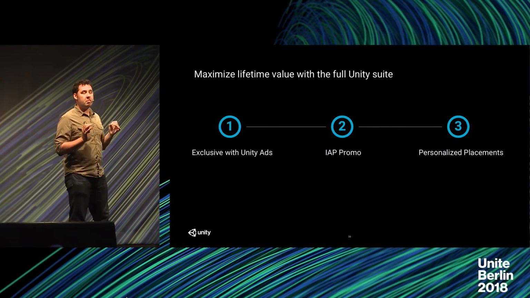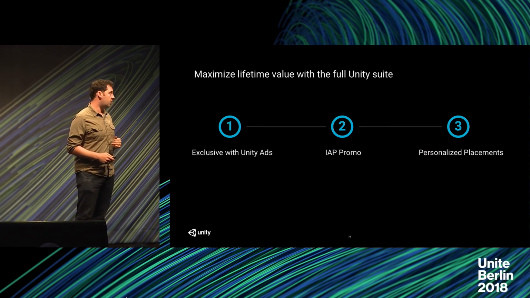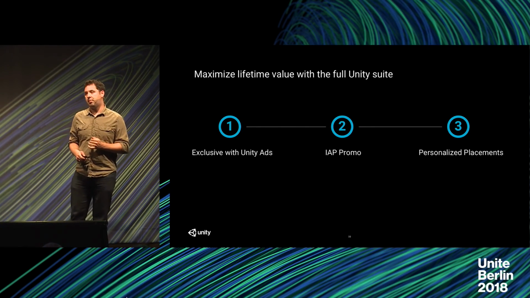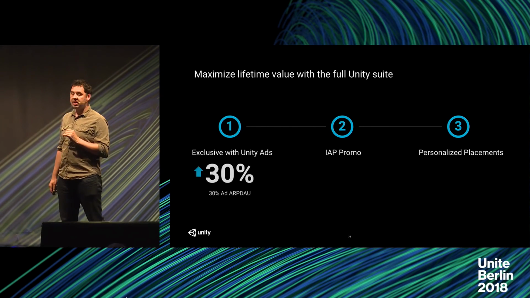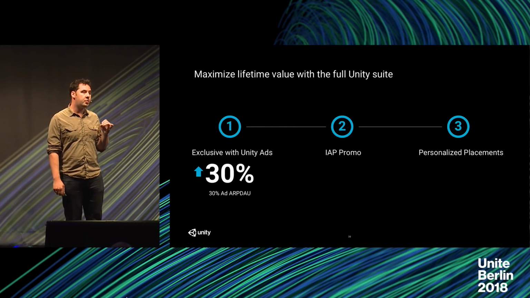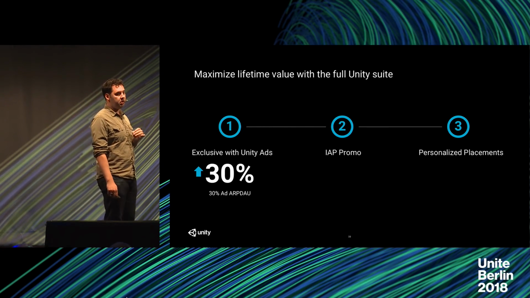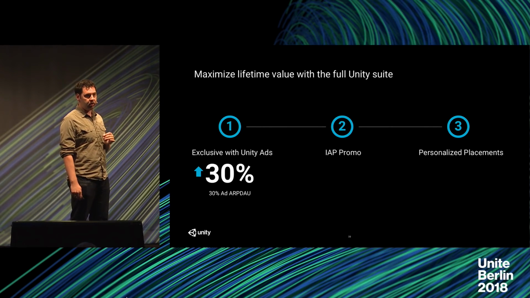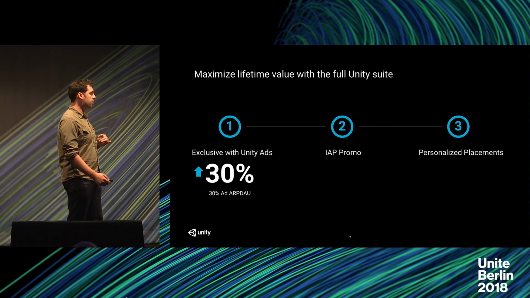Our products work best when you're using the full Unity suite, as Felix mentioned earlier. The first step is to get exclusivity with Unity ads. As Nick said, you can get up to 30% revenue lift by using our simple ad solution with unified auction and the ability to mix and cross-promo for personalized placements.